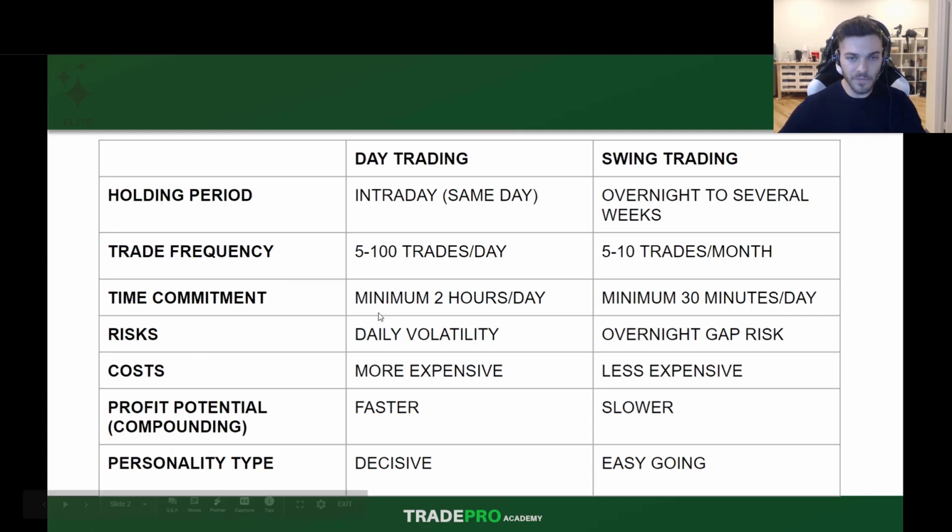All right, so without further ado, let's get started with the first one here, that being the holding period. So as a day trader, as the name would imply, you're looking to get in and out of trades in the same day. Your holding period is intraday. What that means is you start the session in cash and you try to end the session in cash, ideally with more in the account than what you started the day with.